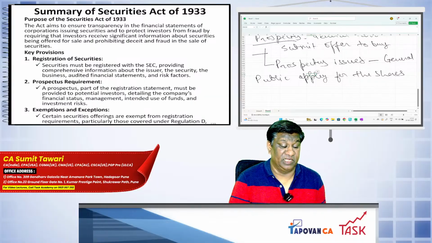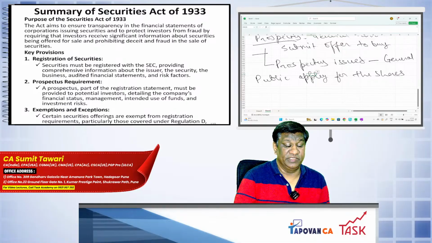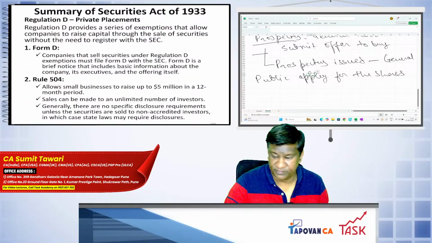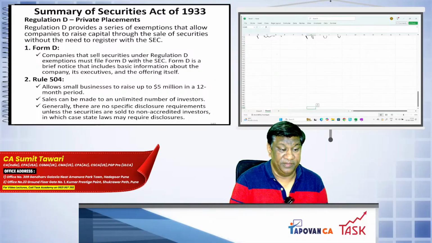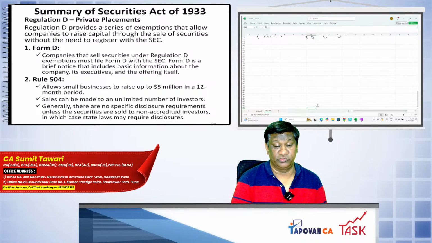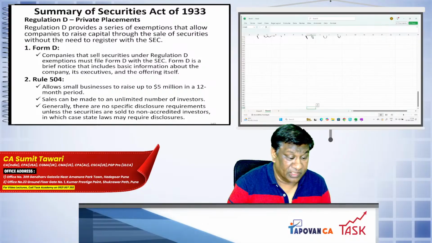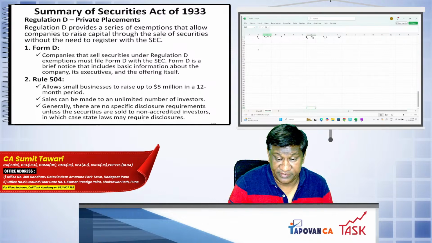Okay. Then exemption and exception. Certain securities offerings are exempt from the registration requirement, particularly those covered under Regulation D, which includes Rules 504 and 506, that we will see later on. Okay, private placement. As I said, if you are floating equity within your common friends or within your known contacts, then you do not need to register the securities with the SEC. So Regulation D provides a series of exemptions that allow companies to raise capital through the sale of securities without the need to register with the SEC.